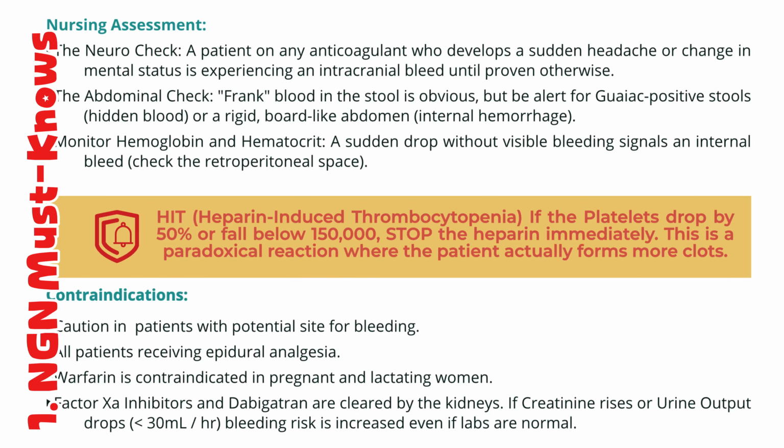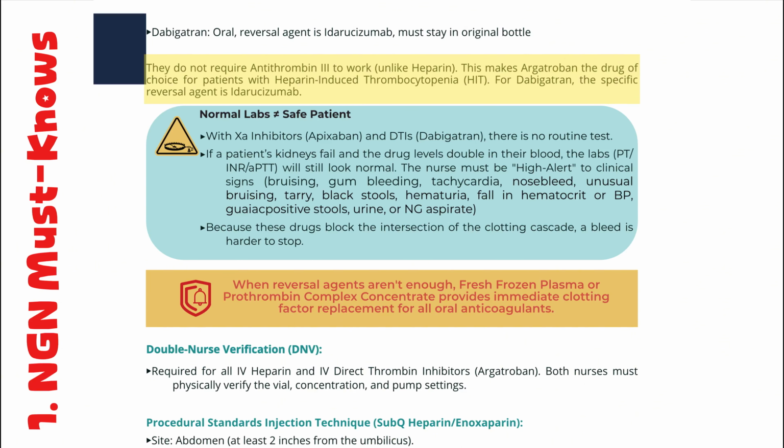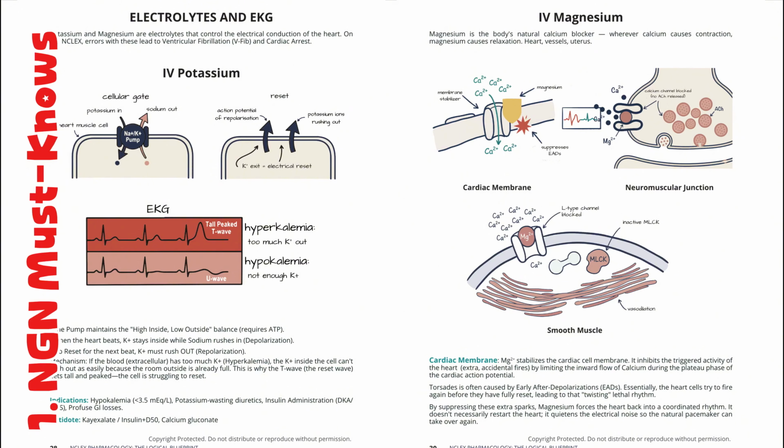Stop all heparin sources immediately, mark it as an allergy, and anticipate switching to an IV direct thrombin inhibitor like argatroban. For IV potassium and magnesium, the rules are non-negotiable.